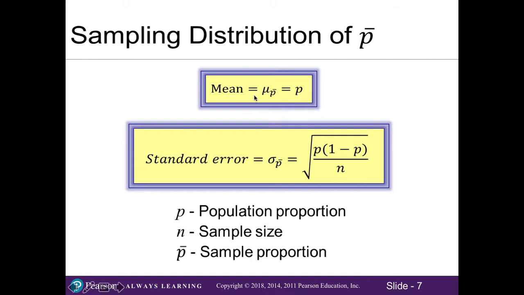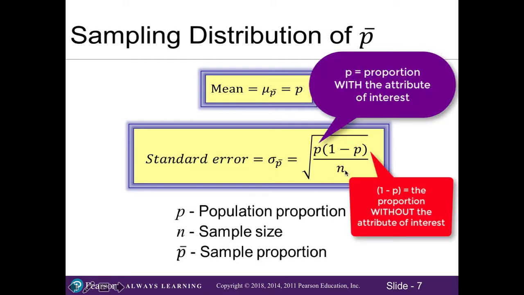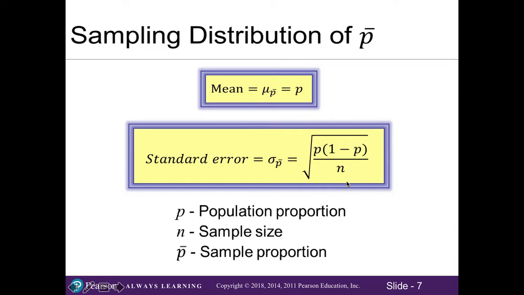So here we see our mean for the sampling distribution. It's essentially just our P, or the population proportion. You'll be given this in any problem you see in the textbook or on an exam, for instance, or in a real-world example. And the standard error is this formula where we're going to take the square root of our population proportion times 1 minus our population proportion divided by our sample size.